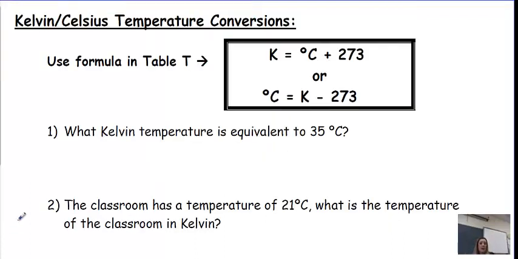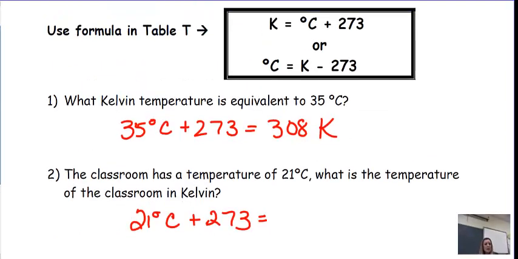Okay? So let's look at our temperature conversions. We're going to use the formula in Table T. Like I said in the beginning, this is given to you. You don't have to memorize it. It's on Table T. So what is the Kelvin temperature? When we try to figure out Kelvin temperature from our degrees Celsius, we have 35 degrees, and then we simply use this equation here and add 273, and we get 308.